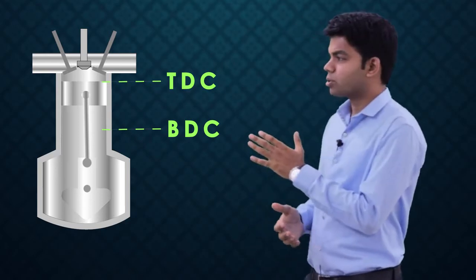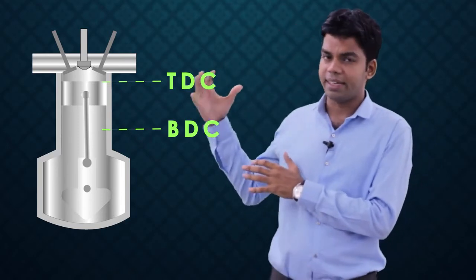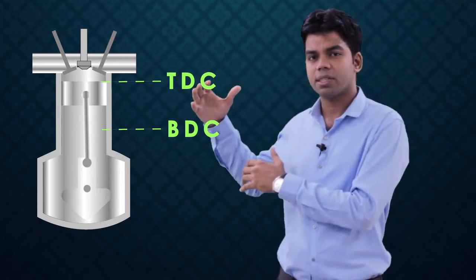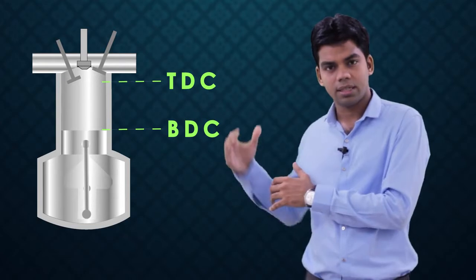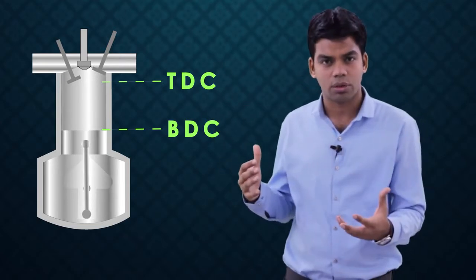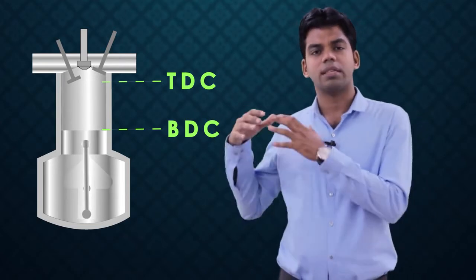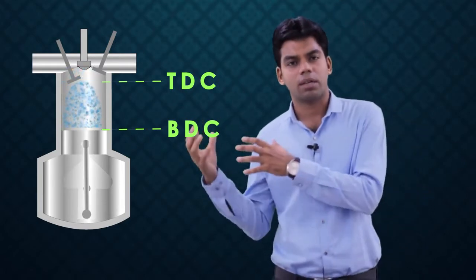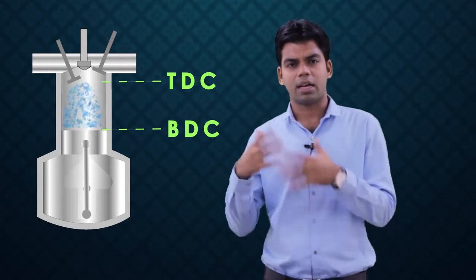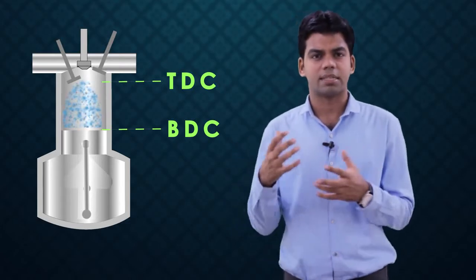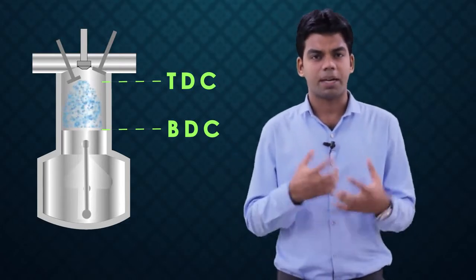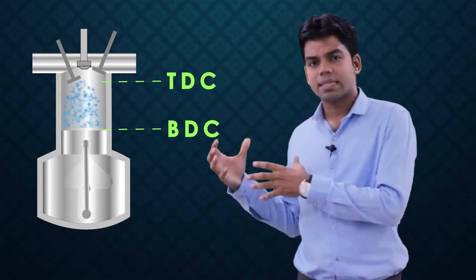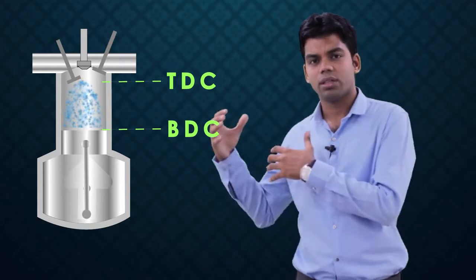In the very first stroke, initially the piston is at TDC, top dead center. The first stroke starts from there and the piston travels from TDC to BDC. This is called the suction stroke. Why is it called the suction stroke? Because in this stroke the inlet valve opens and the fuel air mixture comes inside from the carburetor. In the carburetor we have an arrangement such that the petrol and air get mixed, so that the fuel air mixture gets inside the cylinder during this first stroke.